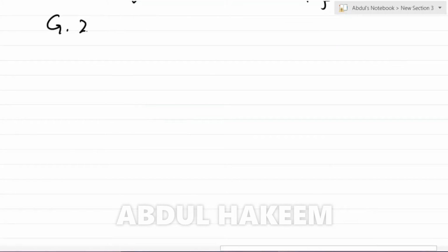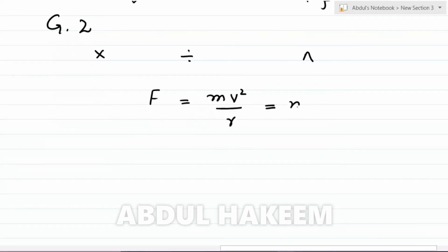Now move to the group number 2, which is about multiplication, division, and index power. For example, there is a formula, F is equal to M V square over R. So M multiplied by V power 2 divided by R. So look, three operations together. Multiplication is there, division is there, and the index power is there.